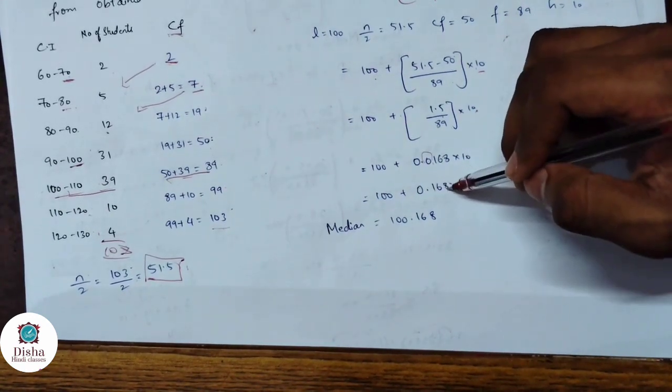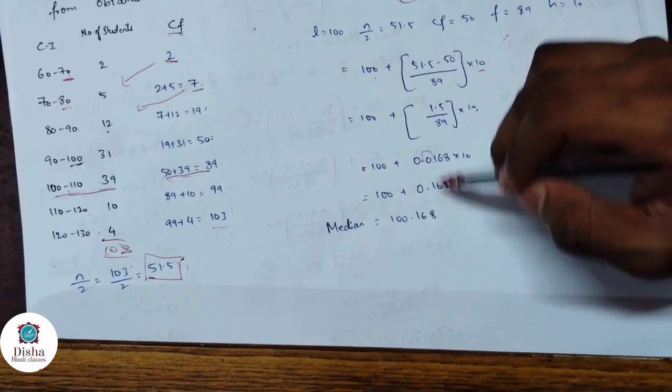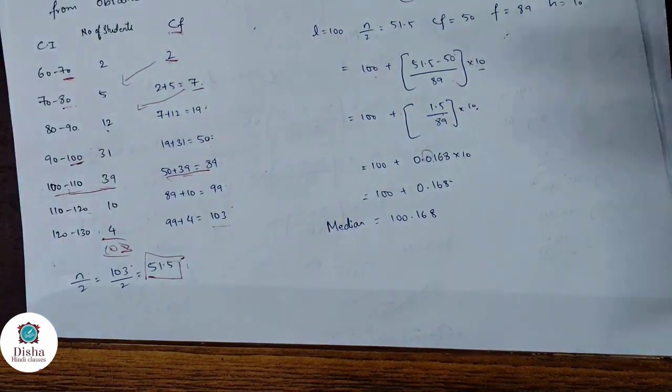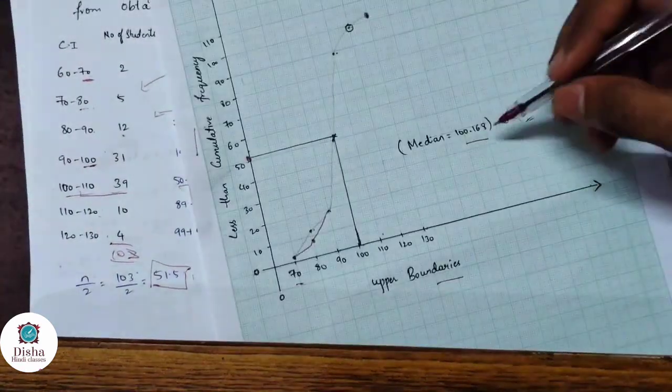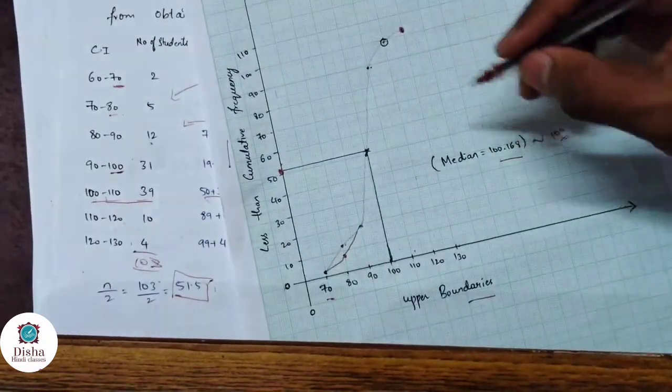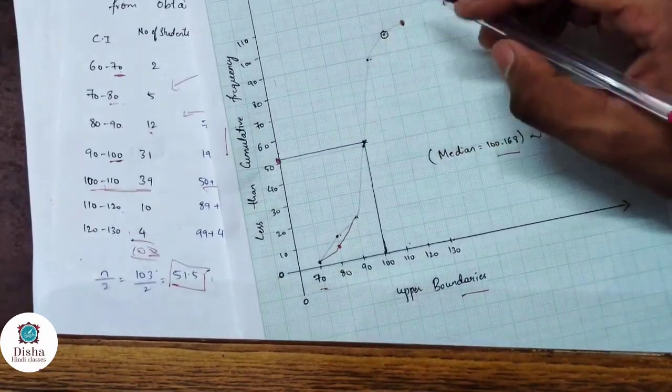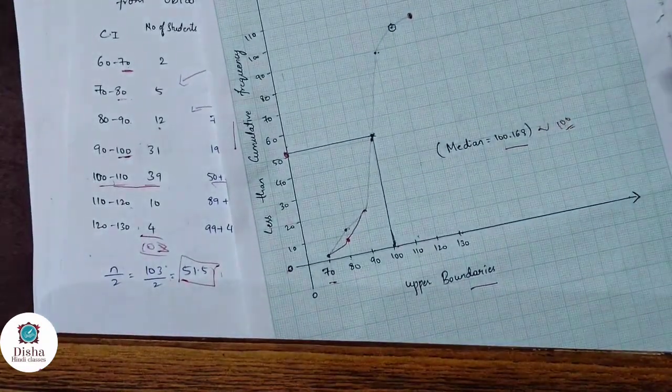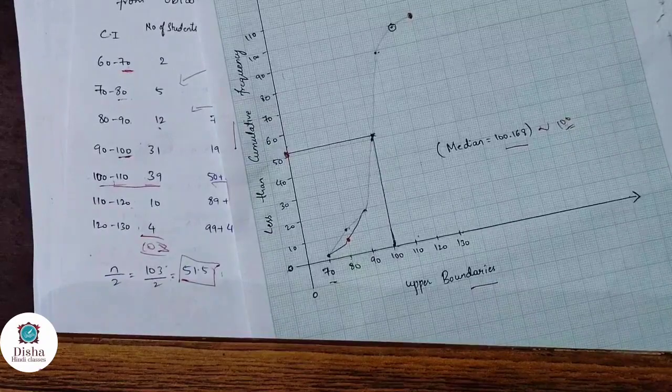The point moves one place here. So 0.168. So 100 plus 0.168 will be 100.168. And in the graph also, we got it around approximately 100 or 100.168. So this is the way you plot the less than ogive curve.